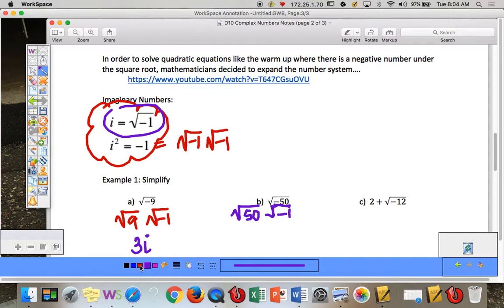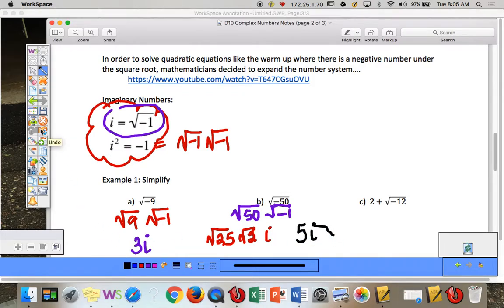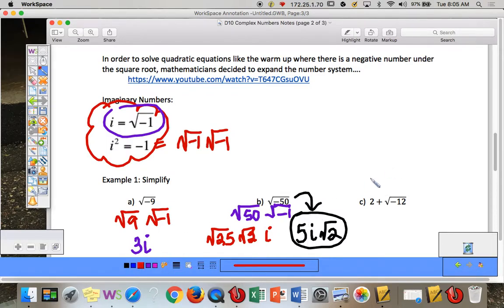And then remember, when we simplified radicals, this is the same as the square root of 25 times the square root of 2 times i. And then if I keep going, that's 5. I'm going to put the i right next to it, and then square root of 2. So here's another way to write this, where we pull out the biggest square number and we pull out the negative.